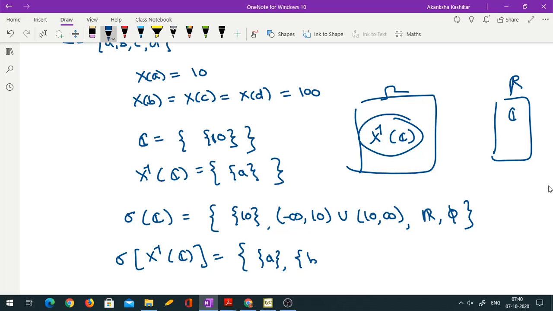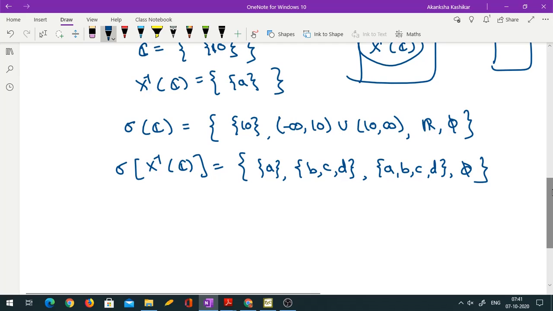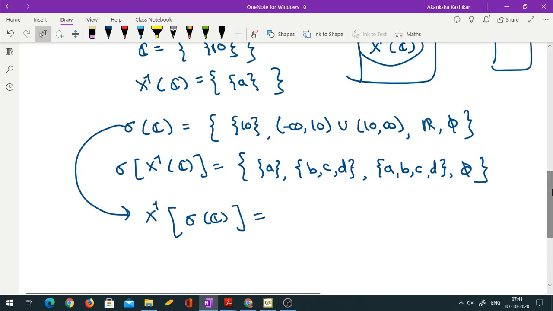Then complement of A is BCD. Their union is ABCD, that is entire omega, and of course its complement phi. Okay. Now let me take X inverse of this. So X inverse of sigma of C.